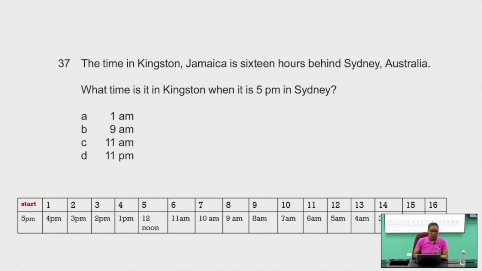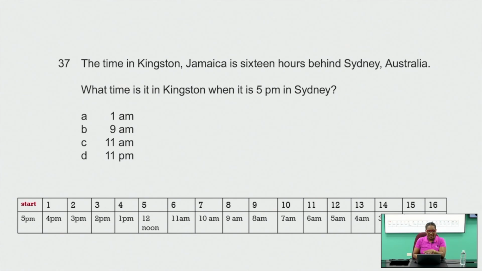So my start time is over here. So it said what? It said Jamaica is 16 hours behind. So what time is it in Kingston when it is 5 p.m. in Sydney? So my start is 5 p.m. and I'm going to go 16 hours behind. So 1 hour behind would be 4 p.m. and I continue. So 4, 3, 2, 1, 12. Okay, so I'm now at 12 noon and then I'm going to go 11 a.m. So I'm still in the day and I'm working it back and I put all the way to 16.